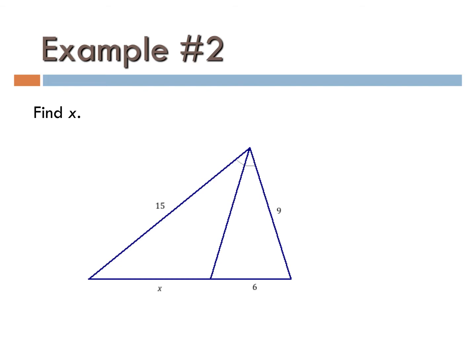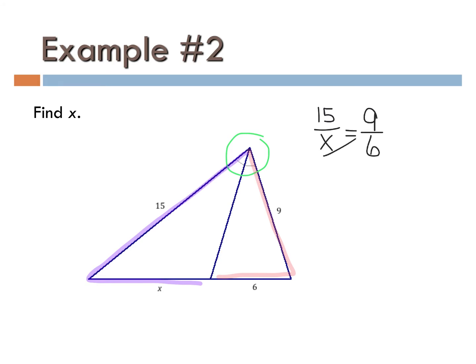Now, I know that this is an angle bisector because it's showing that the angle is split. So now I know this side to the chunk down here is going to equal this piece over this piece down here. So when I write my proportion, I could write 15 over x equals 9 over 6.